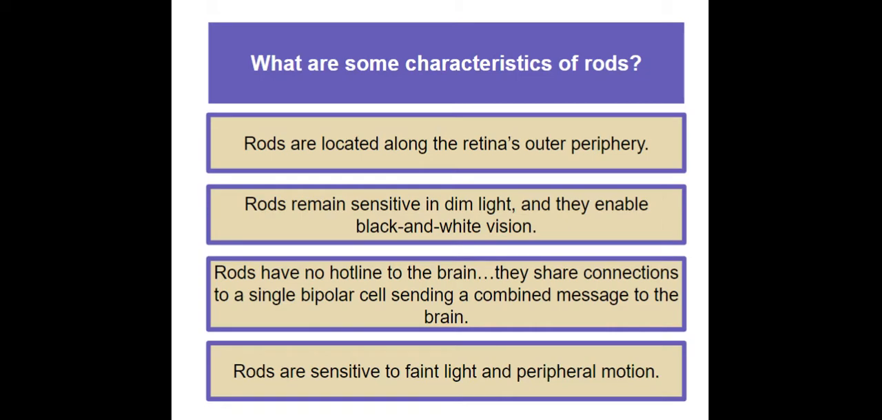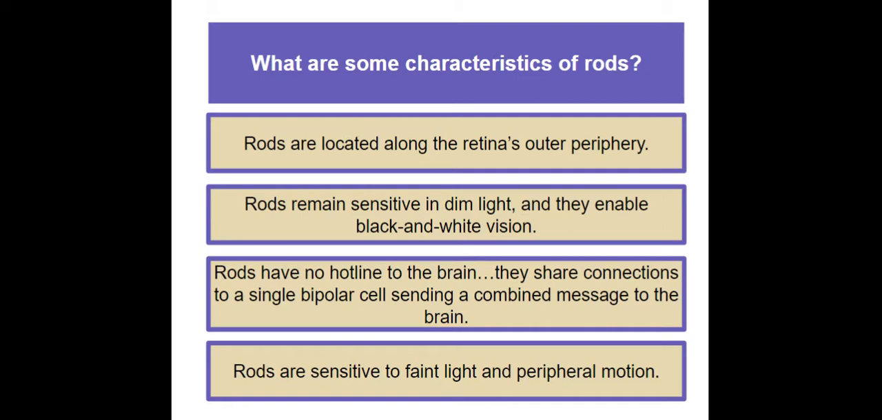Basically, they share connections with a single bipolar cell, and they send a combined message to the brain. We have faint light and peripheral motion. That's what the rods are really good at, like motion off to our left and our right, maybe to the top and to the bottom.